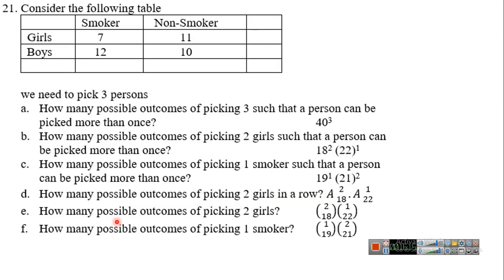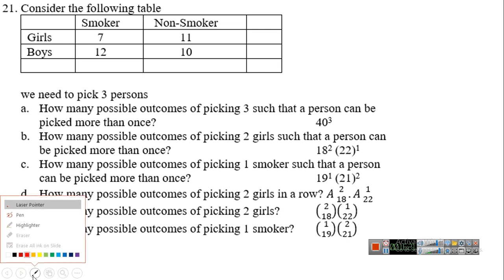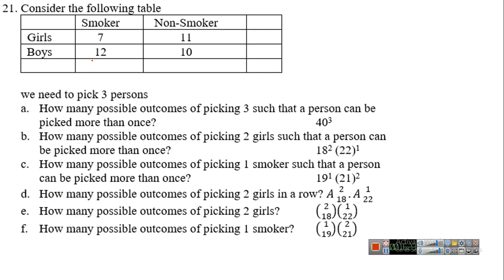Consider the following table. We need to pick 3 persons. So always when you have this kind of table, please try to put the total. So here I have 19 smokers. Here I have 21 non-smokers. How many girls I have? 18. Here how many? I have 22 boys. The total is 40.